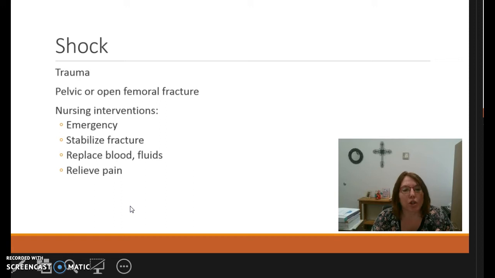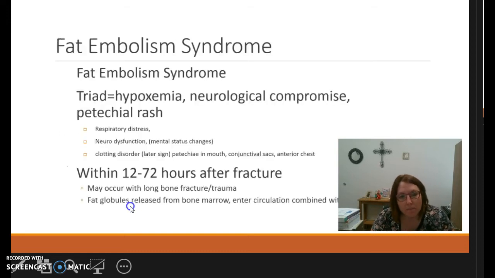Our nursing interventions here: first, it is an emergency. They have to stabilize the fracture, and then they're going to do things like replacing blood and fluids. Sometimes patients go into shock due to blood loss and reduced volume. They're also going to relieve or assist in relieving the pain.